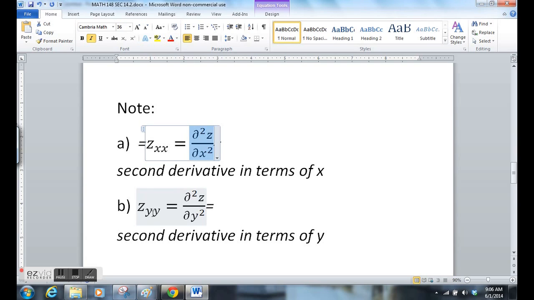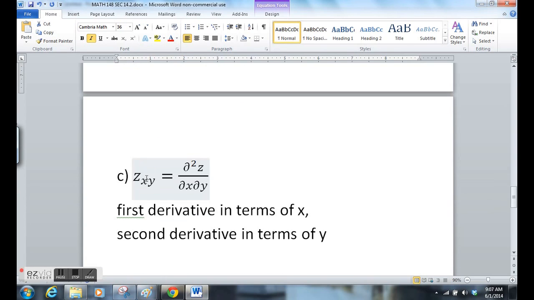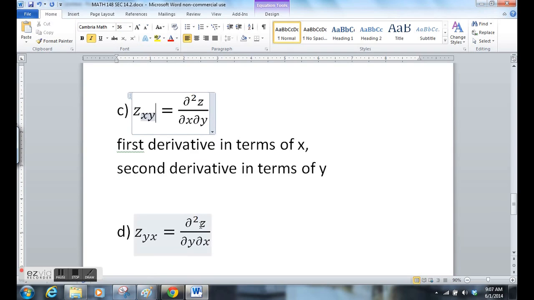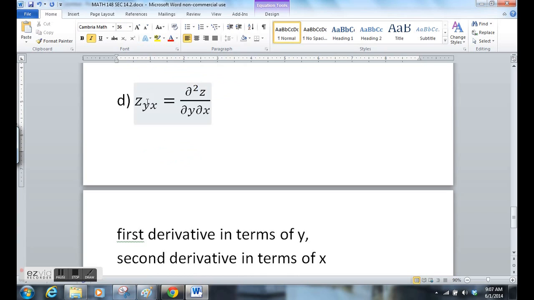Okay, zyy means you take the first derivative in terms of y, and then you take the second derivative in terms of y. So it's zyy, the second derivative in terms of y. And this is the same notation, just a little bit different way to write it. And now look at this one, zxy. That means you do the first derivative in terms of x, and then you take the second derivative in terms of y. The second derivative, first in terms of x and then in terms of y. And now you see the pattern. zyx means you take the first derivative in terms of y and then the second derivative in terms of x.